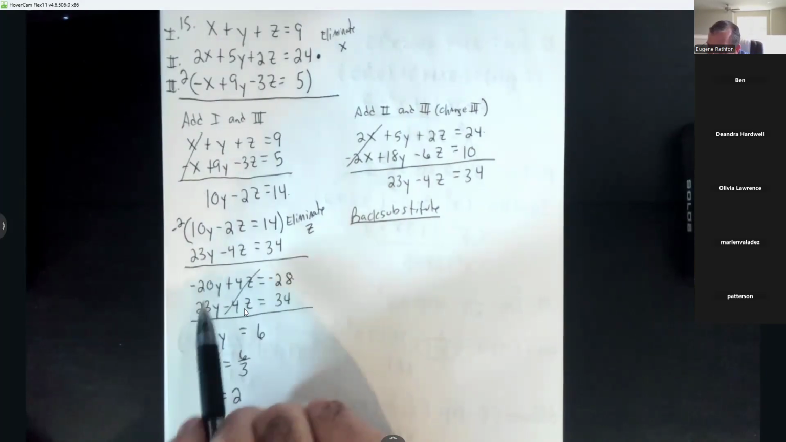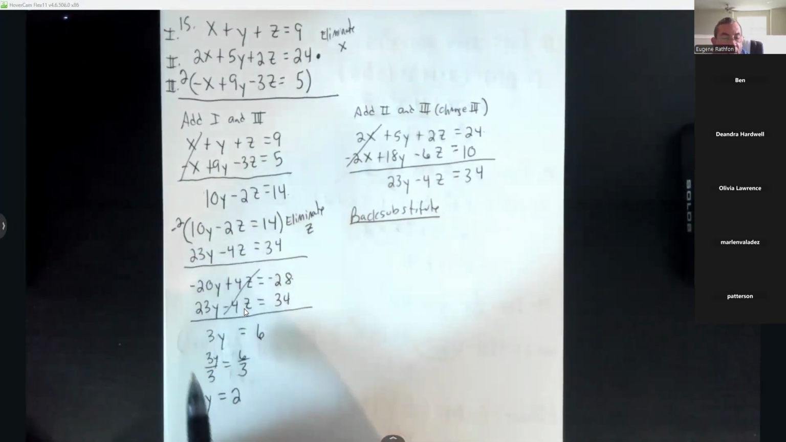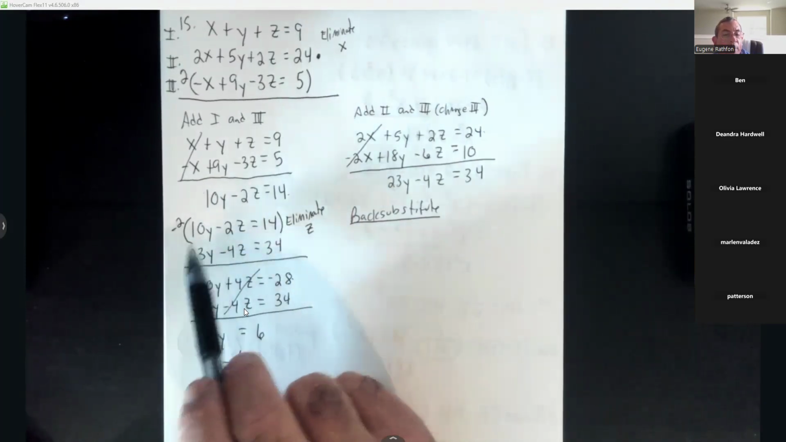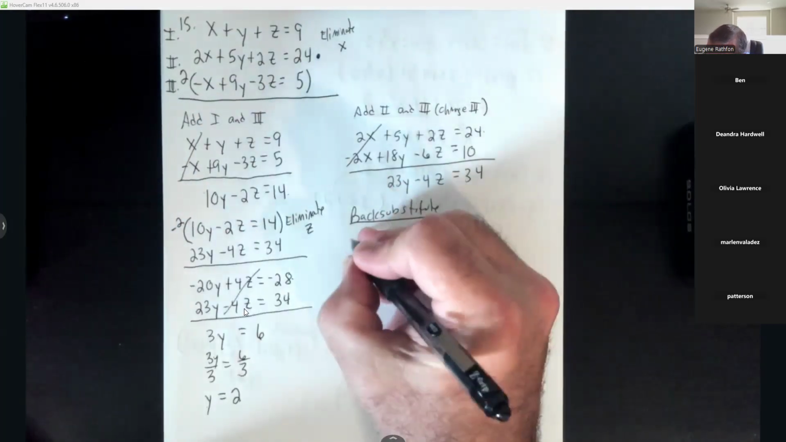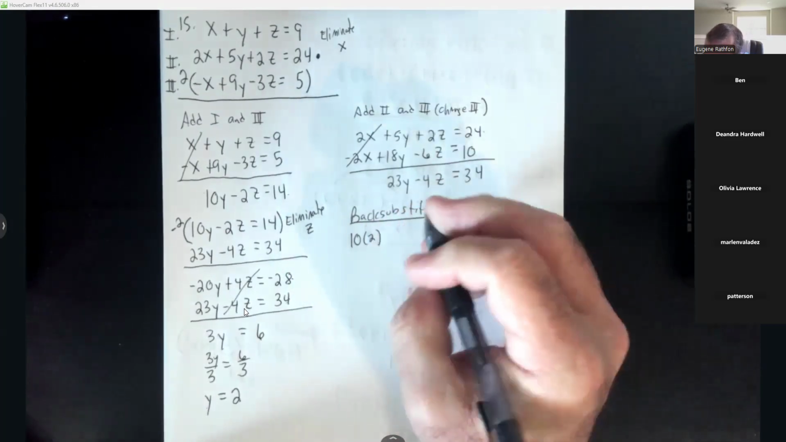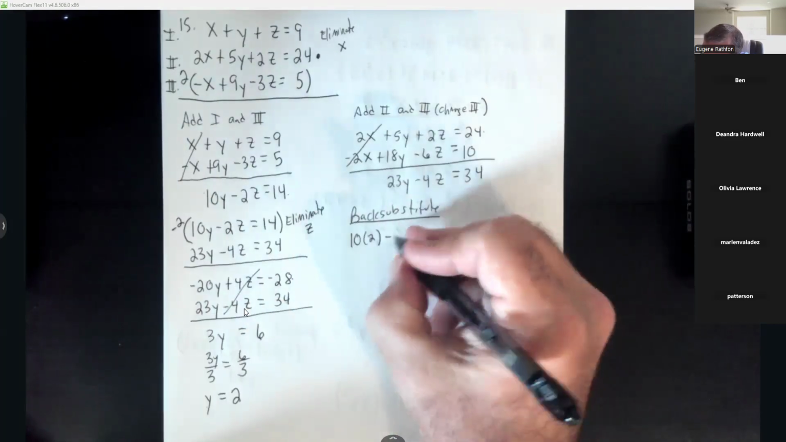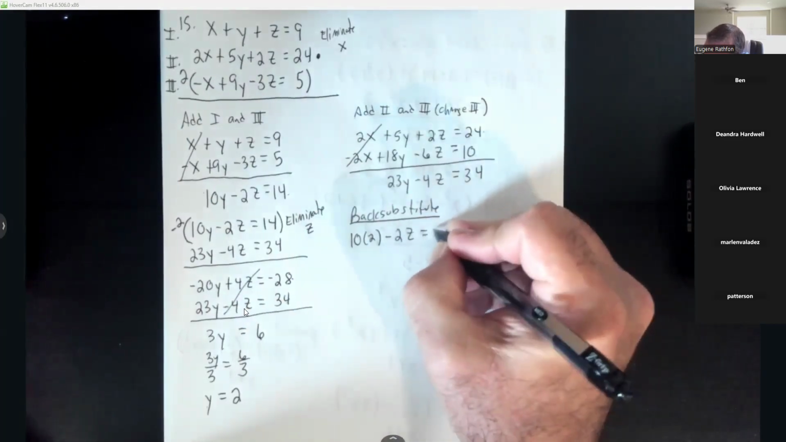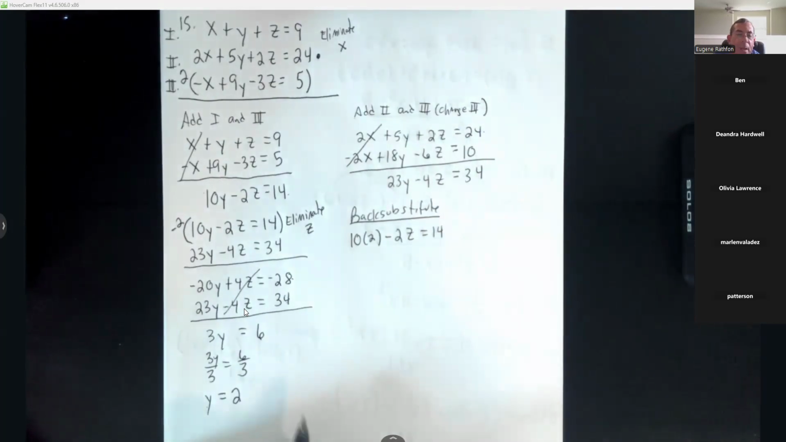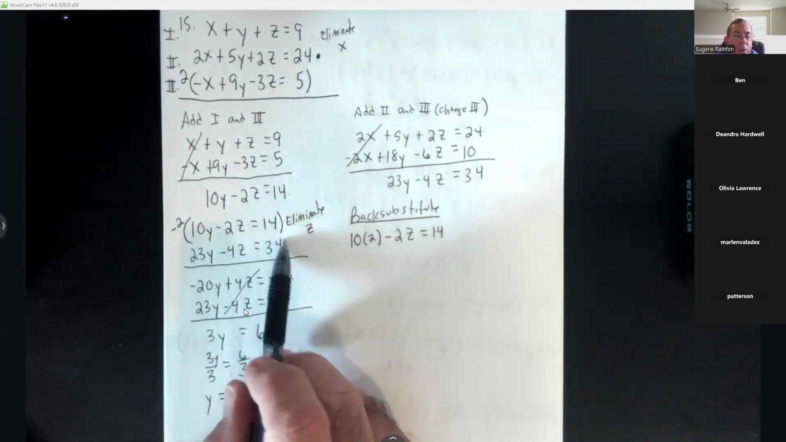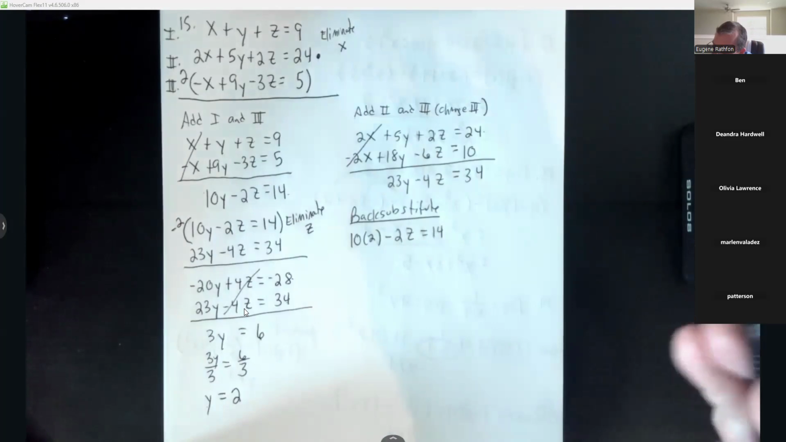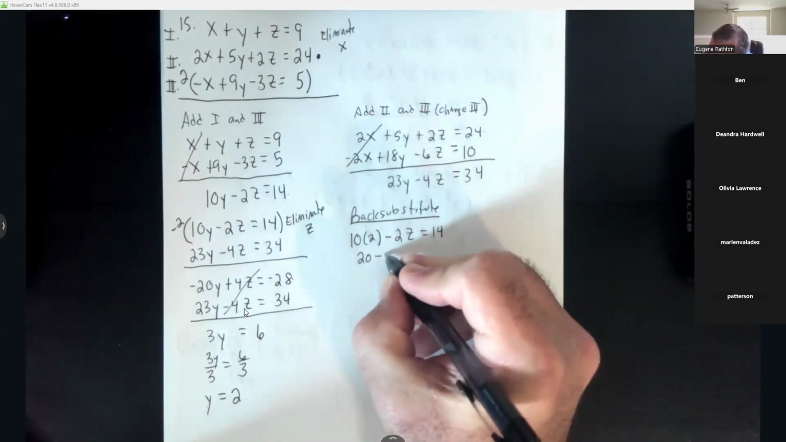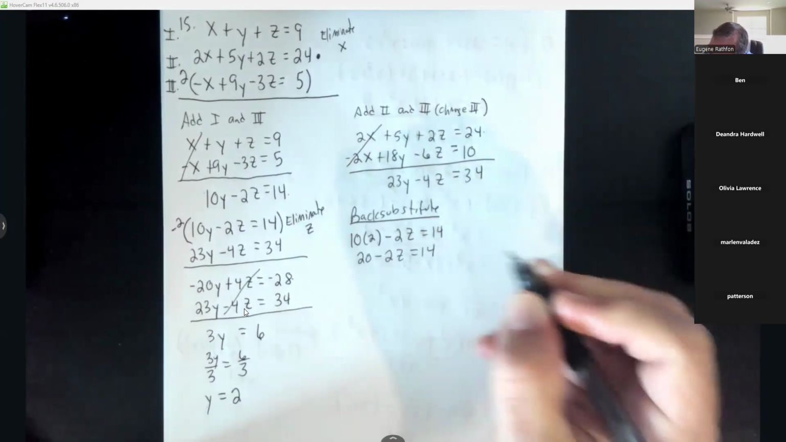So you got to pick one of your two equations with the y and the z in it, because we know what y is. We can plug in and get the z, okay? So I'll just use this one. 10 times y, which is 2, minus 2z has to equal 14. But y'all, it don't matter. You could have picked this one. You could have picked this one. Any of these with the two variables, okay? All right, y'all, so that's 20 minus 2z equals 14.